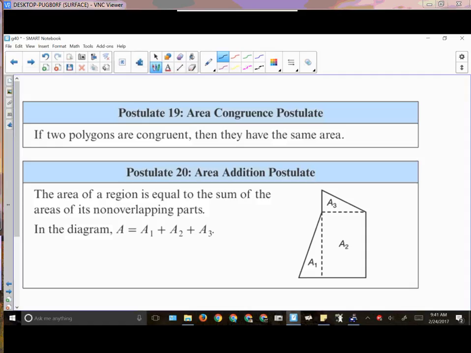As you look at this, this might seem awfully obvious. If two polygons are congruent, they should have the same area. Does that mean if they have the same area, they're congruent? You sure about that? Stake your life on it? You'd stake your life on it that if two objects have the same area, that they are the same shape? And you would be wise not to.